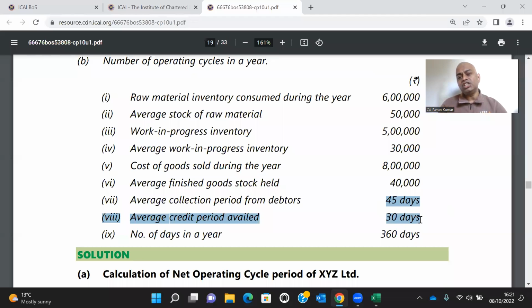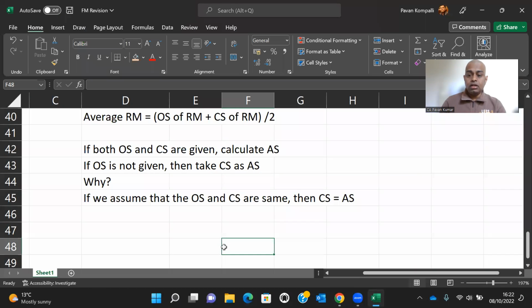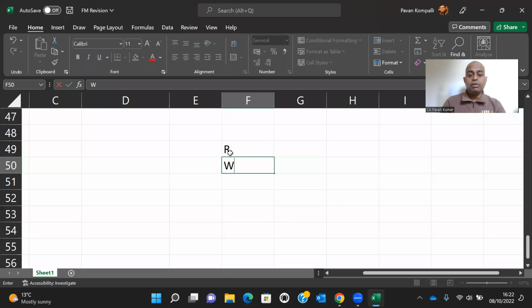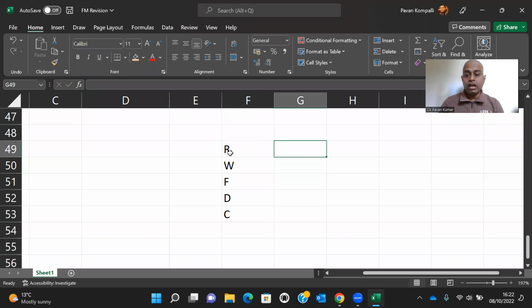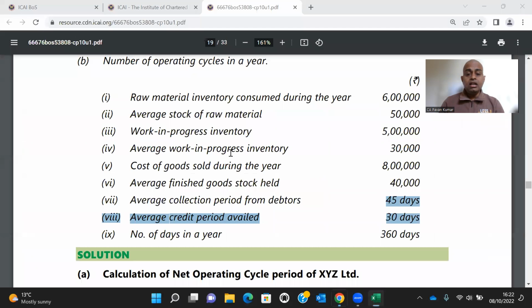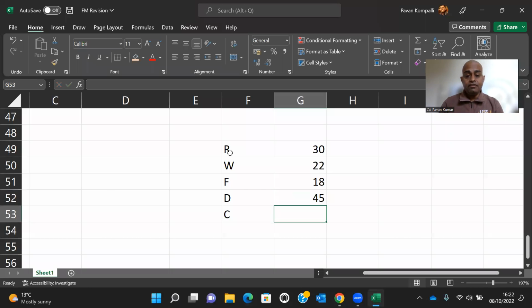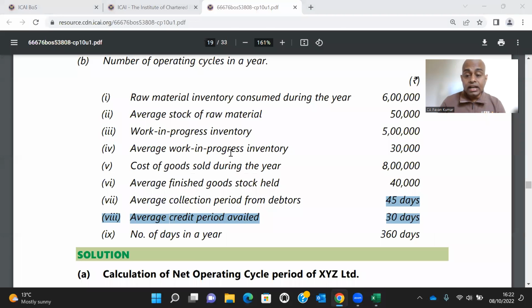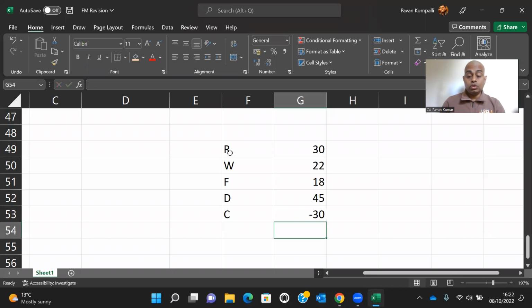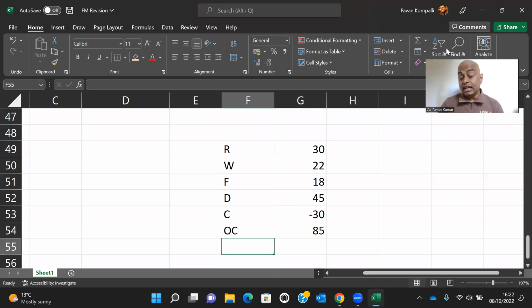But they thought, okay, our kids only, no? Let them solve half the problem, the remaining half problem. So can I say R is equal to, in this question, R W F D C. Okay, so R is 30, this is 22, this is 18, D is already given 45, and C is 30. So can you calculate the operating cycle? Is it 85?